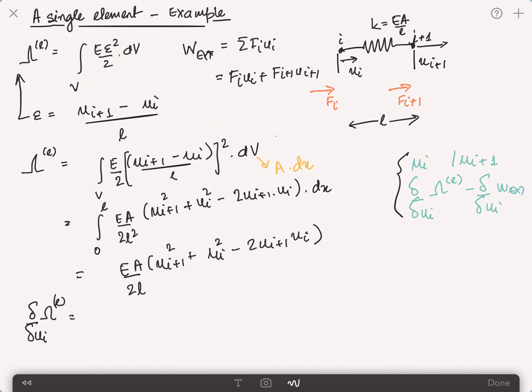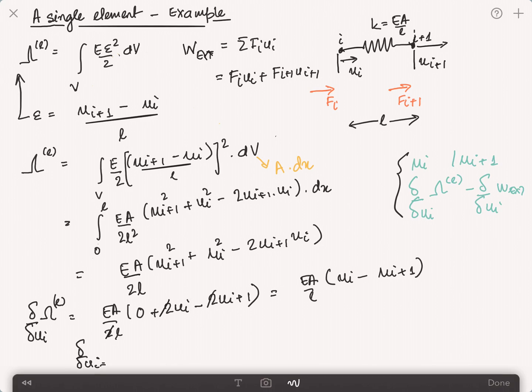will be given as EA by 2L becomes 0 plus 2Ui minus 2Ui plus 1. So I can get the 2 out, and what I'm left with is EA by L Ui minus Ui plus 1. And then in the second case, I have the differential with respect to Ui plus 1 is equal to EA by 2L, 2Ui plus 1 minus 2Ui, is equal to EA by L. Of course, the 2 is again going to cancel out, and I will get minus Ui plus 1.